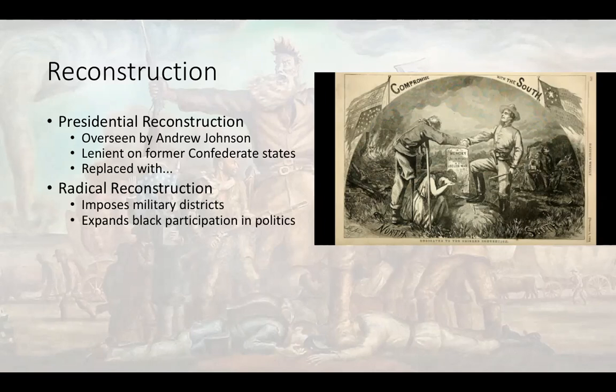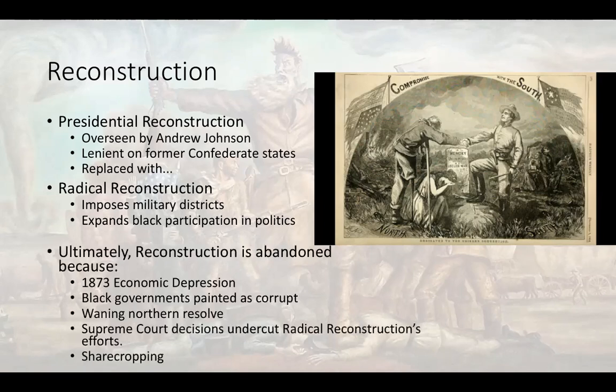And that's why a bunch of more radical Republicans come along and impose military districts on the South, which is an expansion of federal power. They expand Black participation in politics just by making elections more safe. And with more Black Americans voting in the South, that's going to give us Black politicians in the South. But ultimately, Reconstruction was abandoned because the positive good that the government had been putting forth during the days of radical Reconstruction gave way to an economic depression in 1873.